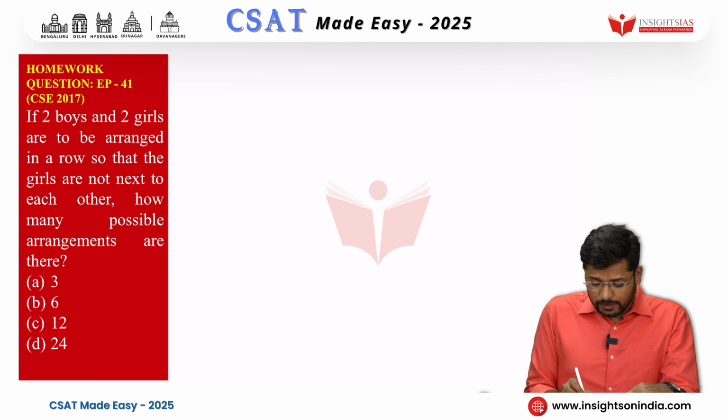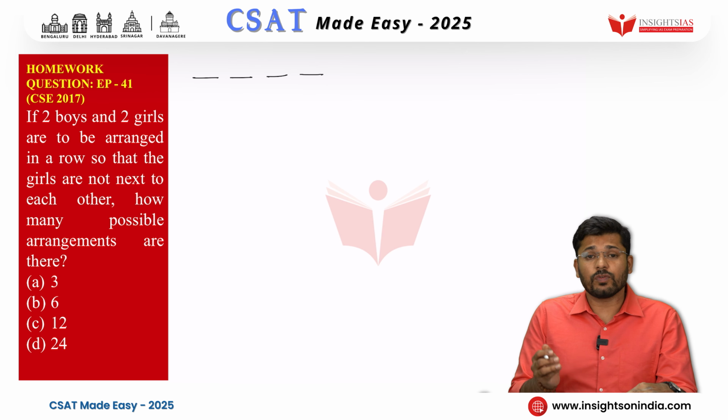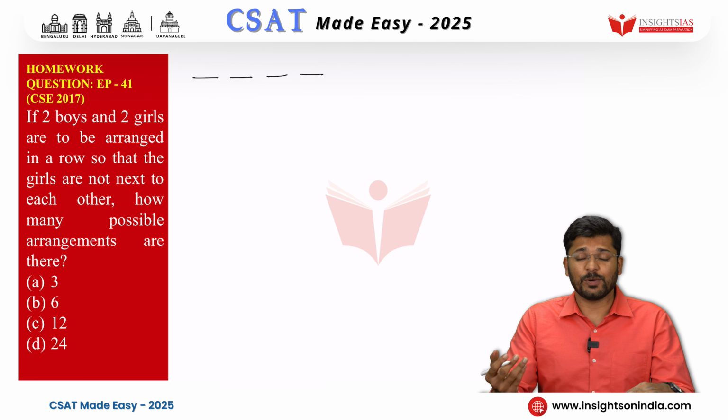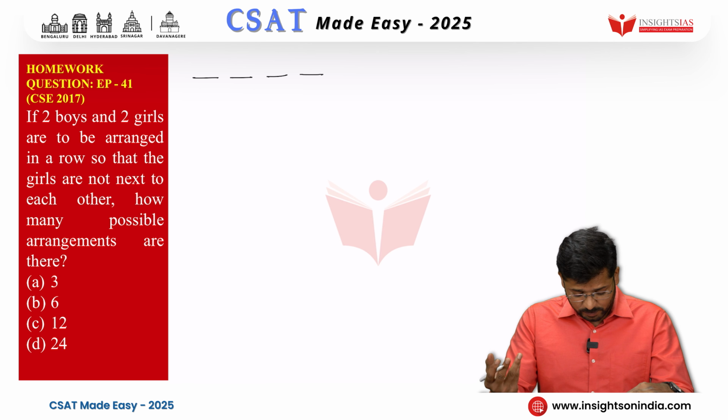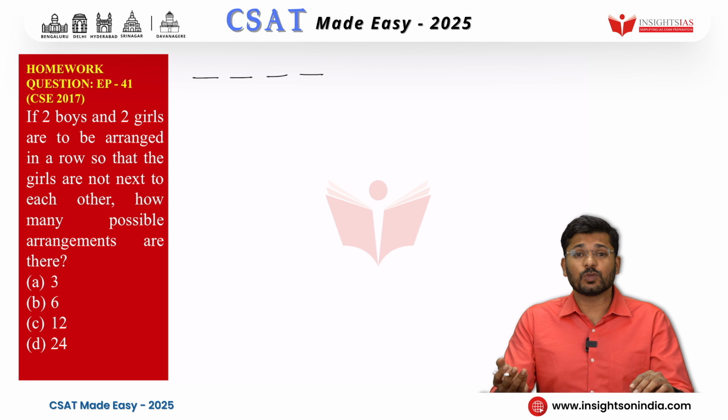Okay. Now they are talking about arranging 4 people. 2 of them happen to be boys and 2 of them happen to be girls. In how many ways can they arrange these 2 boys and 2 girls such that the girls are never together? And we had discussed one particular method to solve these types of questions. How? First, let's find out in how many ways the 4 of them can be arranged in a row without any condition.